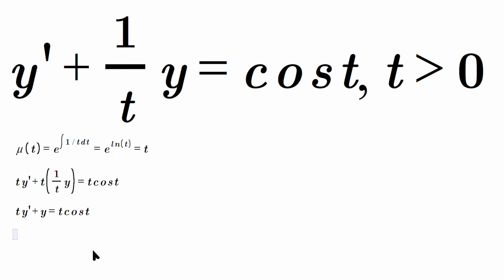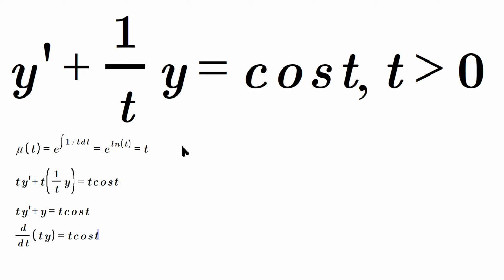On the left side, ty prime plus y, that has to come from doing the product rule on the following, t and y. Because if you did that, you would have the derivative of t, which is 1, you would copy the y, plus t times the derivative of y, which would be y prime. So that's that. And on the right side, we have t cosine t.